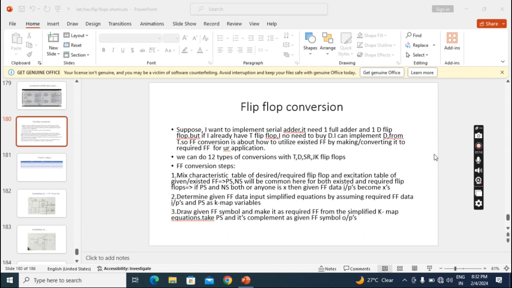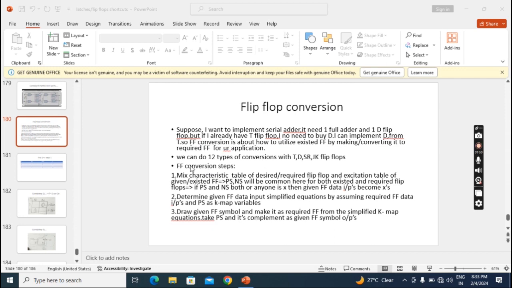So we can do nearly 12 types of conversions. We can do T to D and vice versa, T to SR and vice versa, T to JK and vice versa. Then D to SR and vice versa, D to JK and vice versa, SR to JK and vice versa. Total 12 conversions we can do. Given or existing flip-flop, and the required or desired flip-flop. Okay. So now we'll see the conversion process.